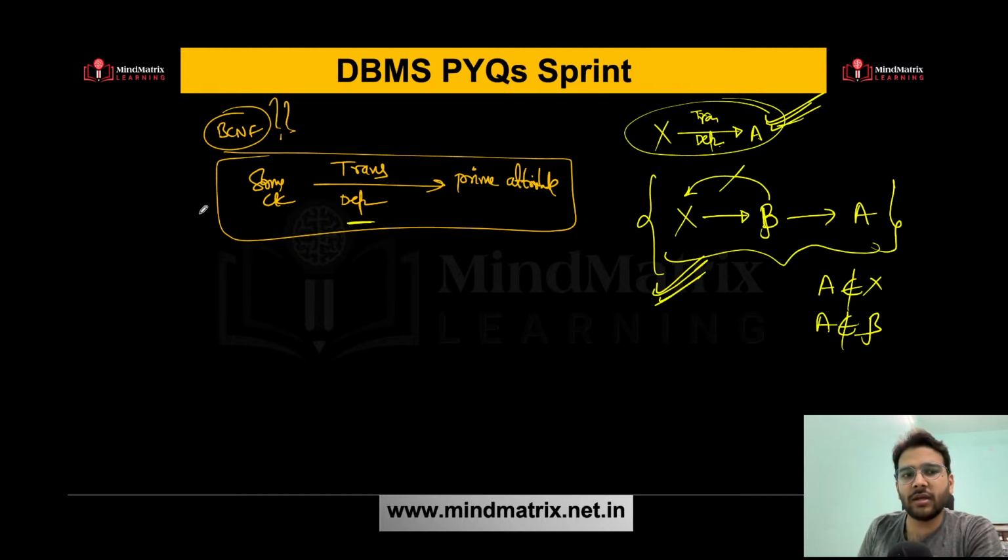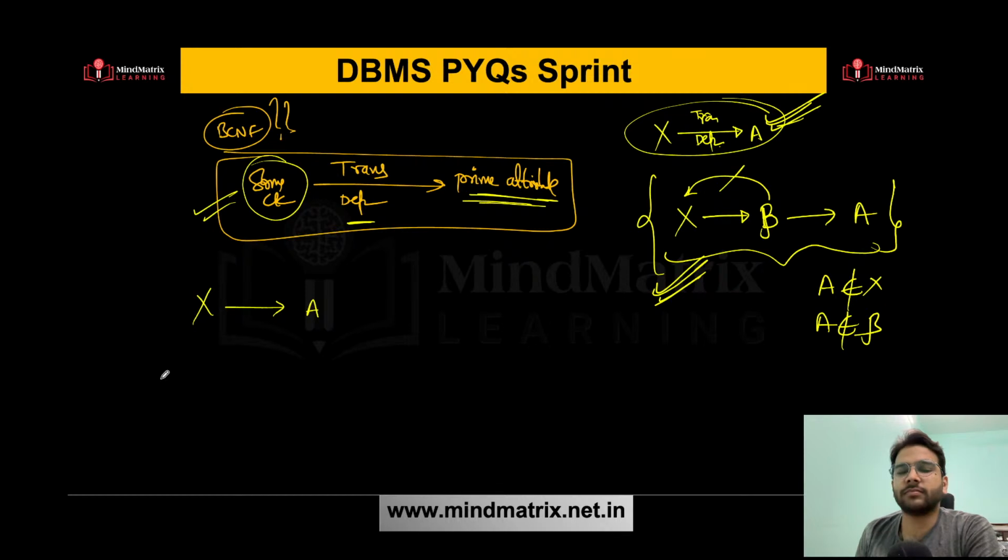Now here what it is saying, some candidate key determines, or you can say some prime attribute transitively dependent on some candidate key. Is it possible in BCNF? Try to understand this thing. Is it possible in BCNF? See, let's say some candidate key is X, right? And some prime attribute may be A. Let's say some prime attribute is A.